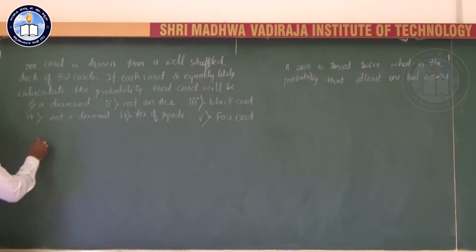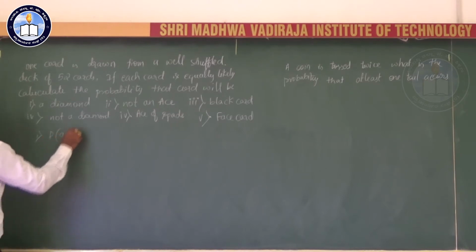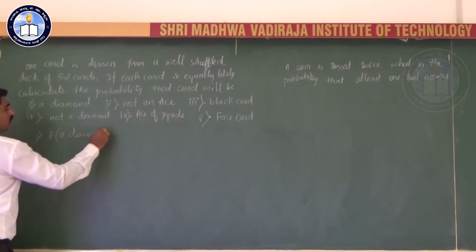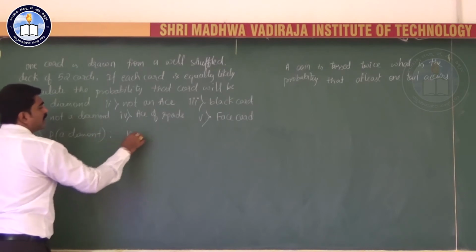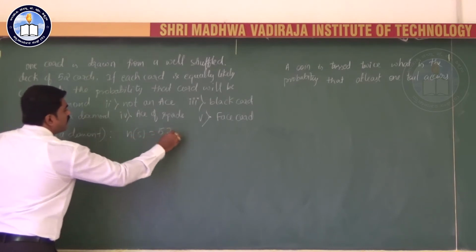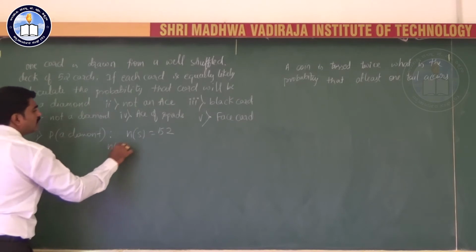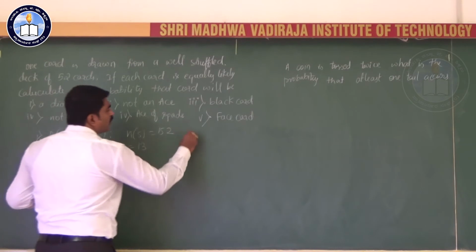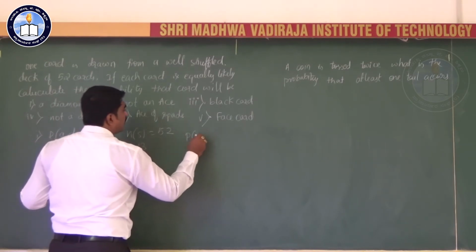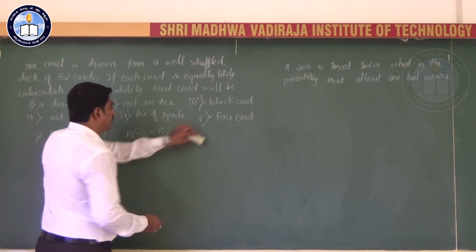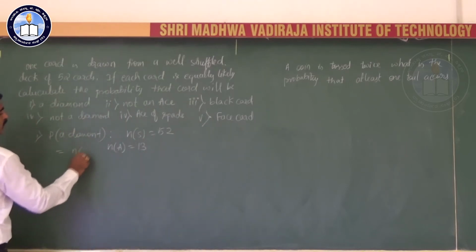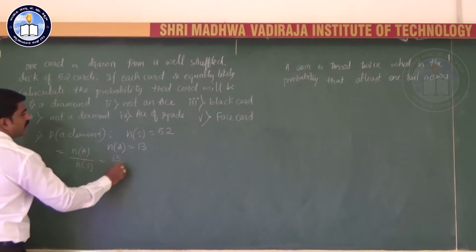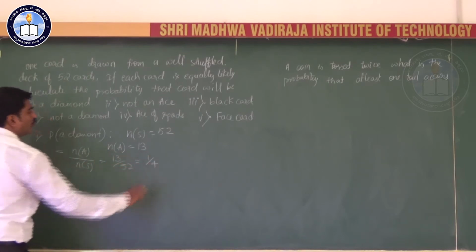So let me find out the probability of that. First one, find the probability of a diamond card. So there, n of S is always 52. So n of A becomes, there are 13 diamond cards. So therefore what is the probability of getting a diamond? Probability of getting a diamond is n of A by n of S, that is 13 by 52. Therefore it is 1 by 4.